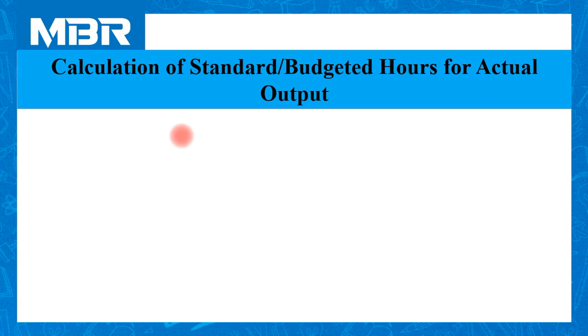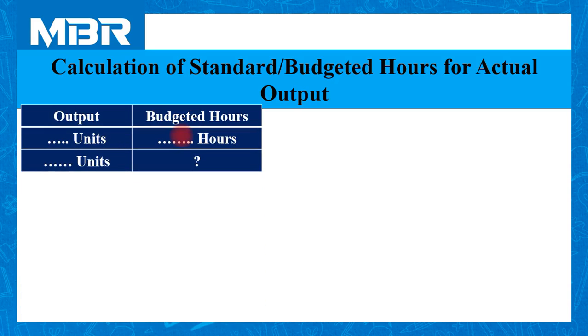Then we need to calculate 2 more items. First, the calculation of standard or budgeted hours for actual output. Similar calculations were completed at the time of variable overhead variances. It is nothing more than simple cross multiplication. When budgeted hours are given for budgeted output, using this theory we need to calculate budgeted hours for actual output. So simply we need to apply cross multiplication.